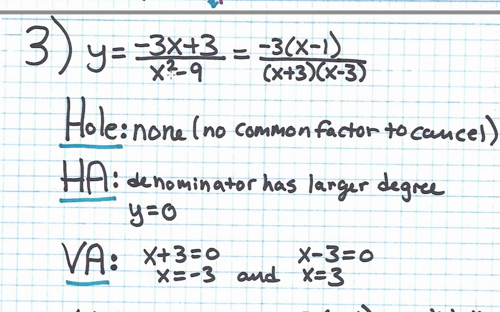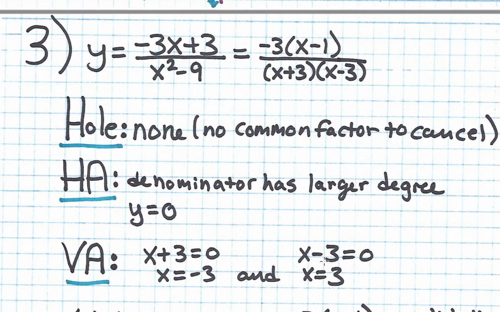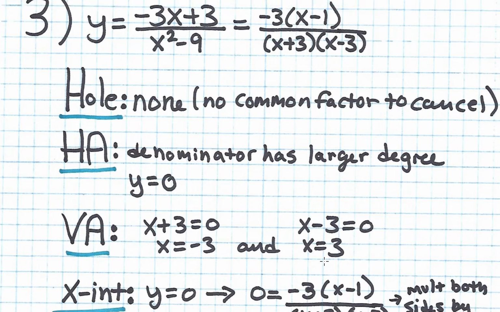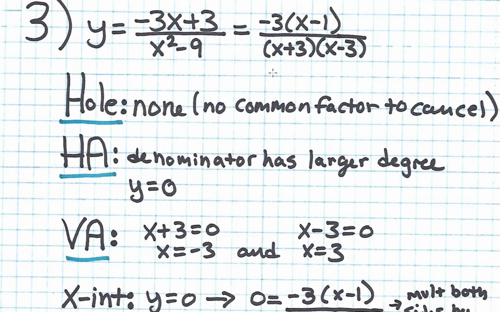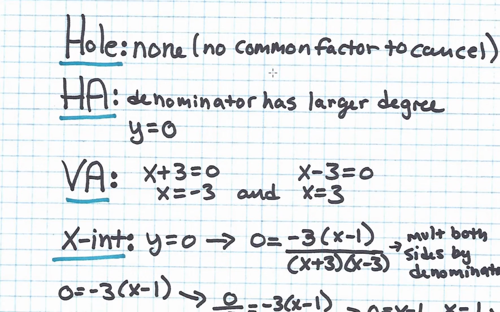So when your denominator has a larger degree, by default, your horizontal asymptote is at y equals 0. So it'll cover right on top of the x-axis. Then your vertical asymptote is whatever makes the denominator equal to 0. Since nothing canceled out here, we actually have 2 vertical asymptotes, one at x equals -3 and one at x equals +3. I should mention too, when you factor this denominator, it's called the difference of squares. There's notes about this at the top of the page if you've forgotten that from previous years.